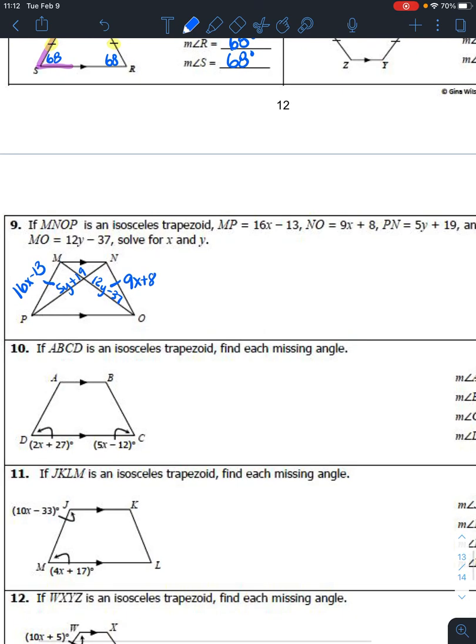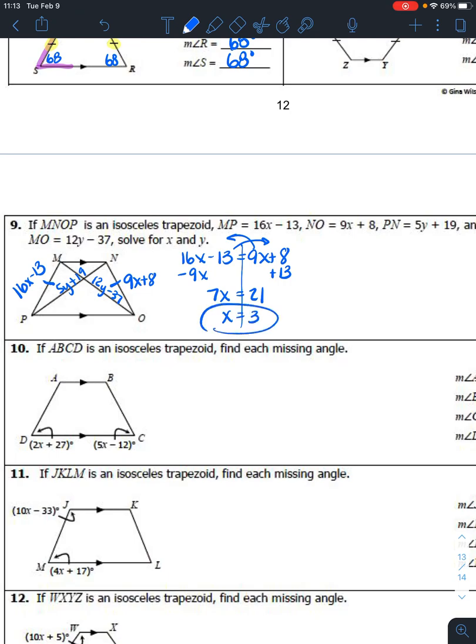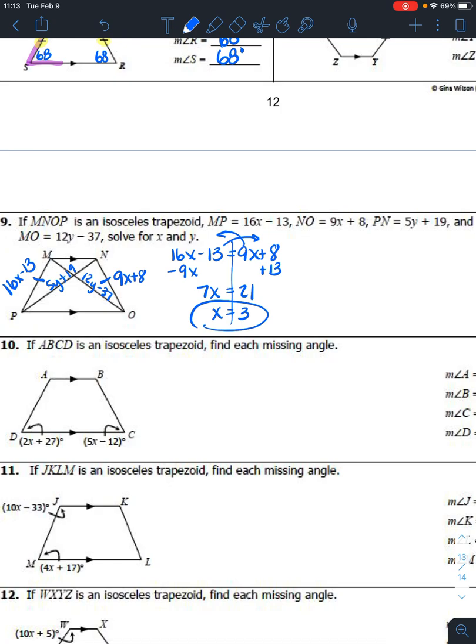So good thing is both of our variables are in the right places to do this in 2 separate pieces. So I know that my sides have to be equal to each other. So 16x minus 13 is equal to 9x plus 8. So just solve for x. So I'm going to move my 9 over to the left and move my 13 over to the right. So I'm going to subtract 9 and add 13. So 7x is equal to 21, or x is equal to 3.